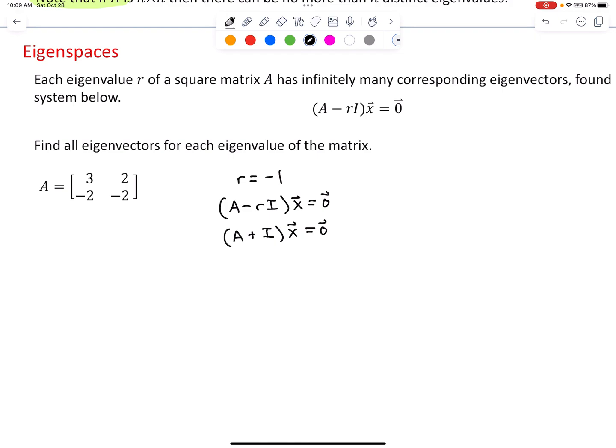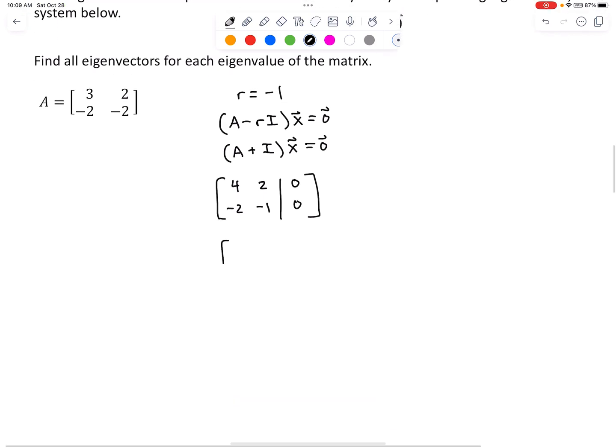And then I'm going to convert this to an augmented matrix, where we first do A plus I. So we have to add the identity matrix to the matrix A, which really means add 1 to the main diagonal. So the main diagonal will become 4 and negative 1, and the other two entries will not be any different. So this is our coefficient matrix times some vector x equals a 0 vector. So we can put this in augmented matrix form and put the 0 vector on the other side of the equal sign. And then we put this in reduced row echelon form, giving us 1, 1/2, 0, 0, 0, 0.